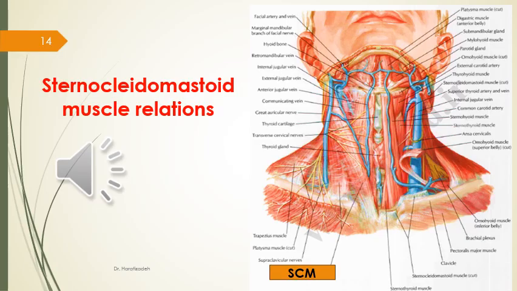In this picture, it is from Netter's Atlas. On the left side, we can see superficial structures, and on the right side, we can see deep structures from the SCM.